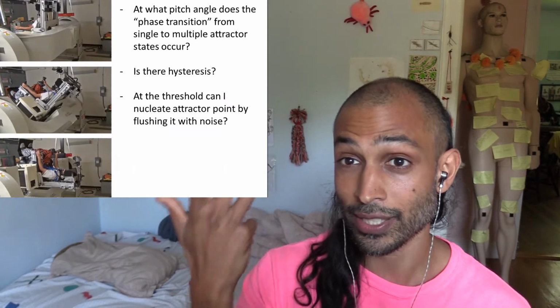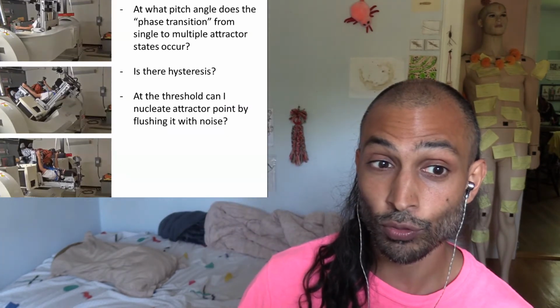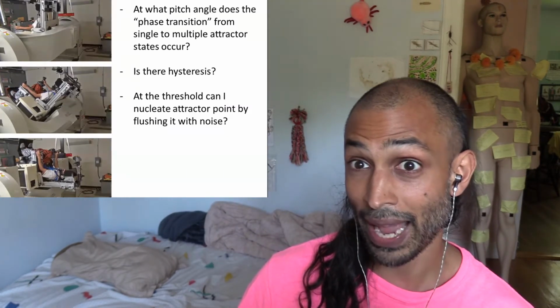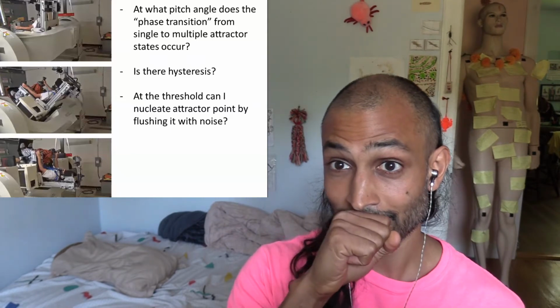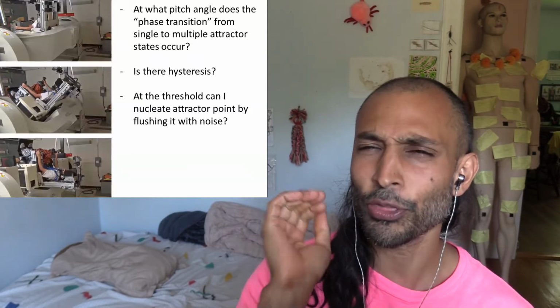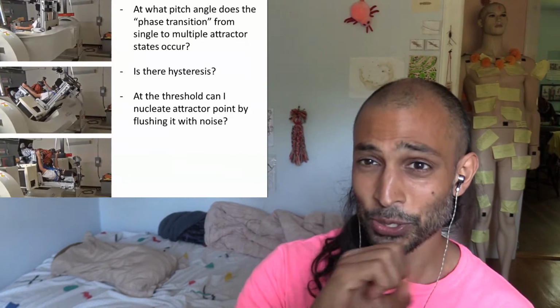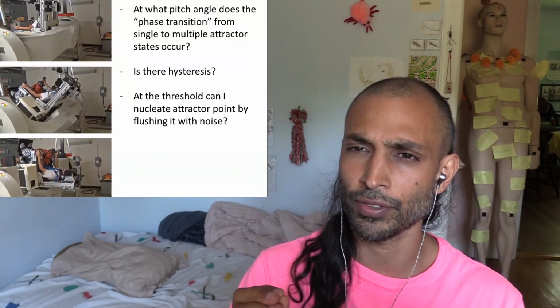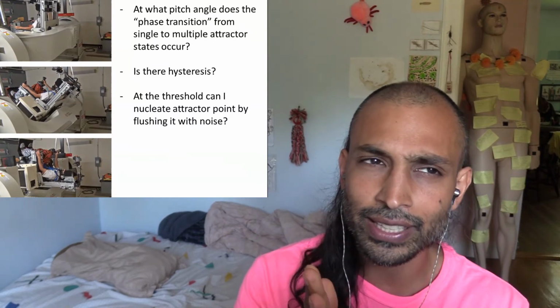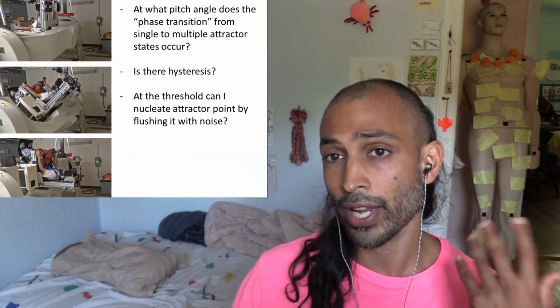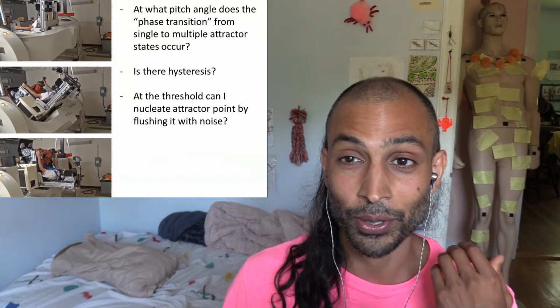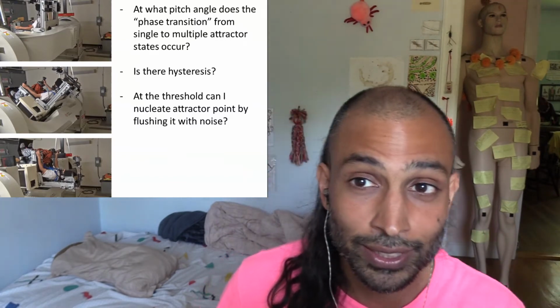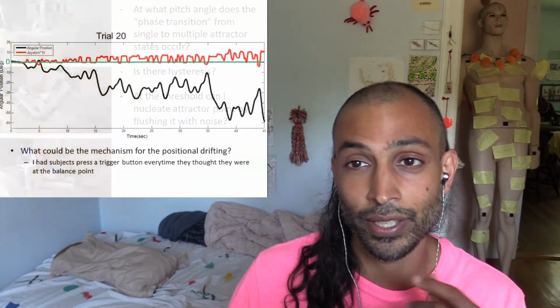Is there hysteresis, another physicsy word, if you go from upright to the back and then back to upright? And I can ask even more interesting questions, like at the threshold, can I nucleate attractor points by flushing it with noise or other sensory information? And again, I feel like there are connections here to a whole variety of other fields. Okay, so I'm just trying to showcase that this is an interesting paradigm that has many different applications.